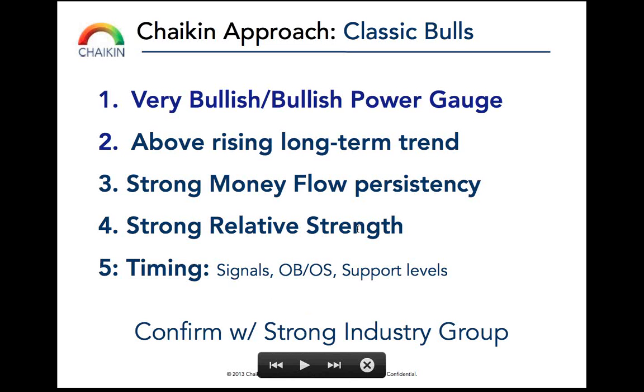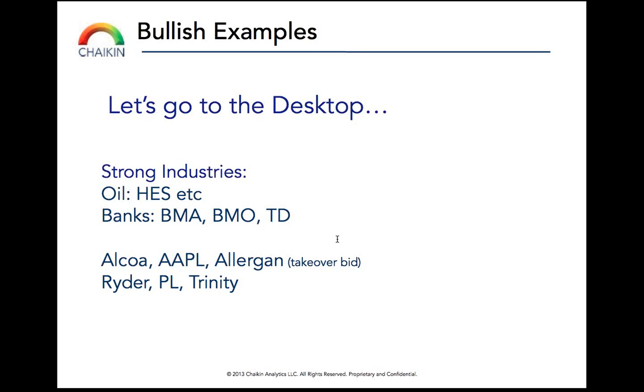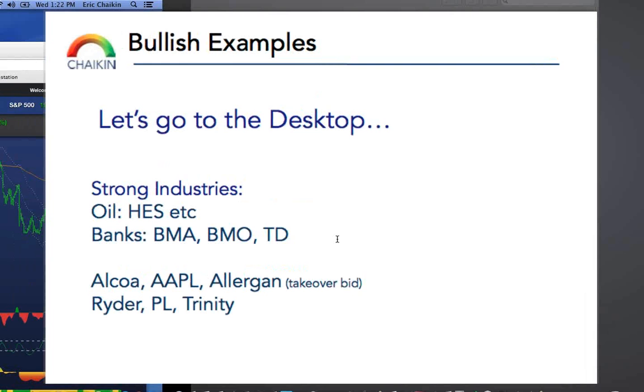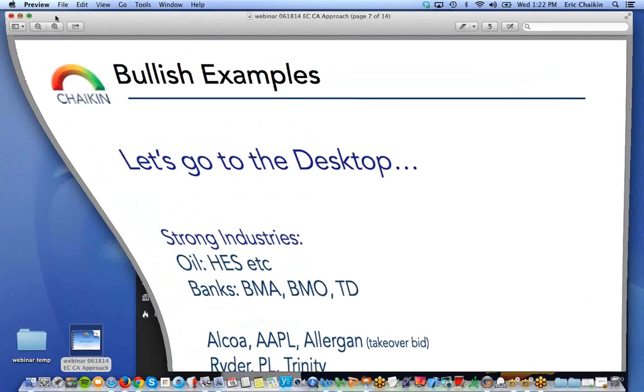And ideally, for maximum effect, we'd like to be selecting those out of strong industry groups as measured by the industry groups that have the highest percentage of bullish stocks in them. So we're going to go right to the desktop and take a look at some examples of bullish stocks, and these are going to point out various issues with stock selection, both short and intermediate term. So why don't we go to the desktop and take a look.